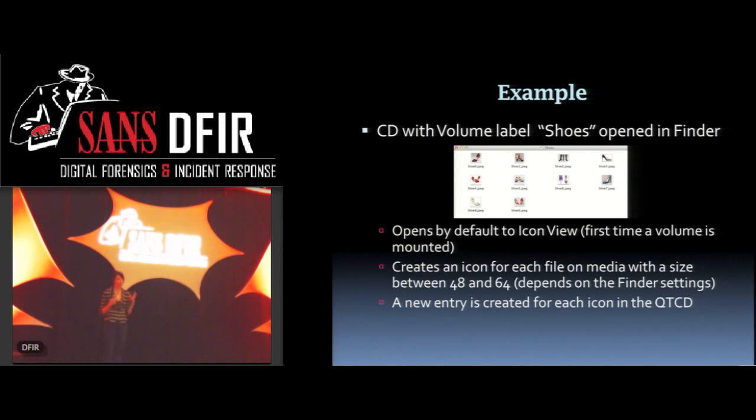So this is an example of what I'm talking about. I put a CD into my OS 10 system. I open it up. My CD is labeled shoes, because I like shoes. Shoes are nice. When you open it up, it goes to icon view, creates these little custom icons, and when I do that, suddenly there are entries for each of these files in this quick look thumbnail cache database.